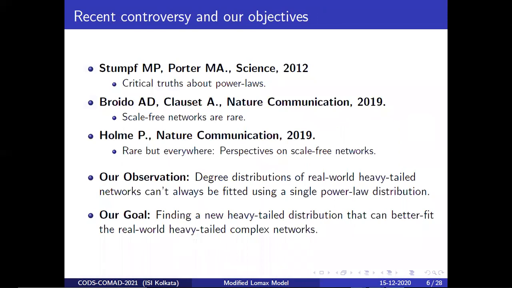Now, there are a few recent controversies on this topic. Stumpf and Porter in Science 2012 provided a critical truth about power laws. Broido and Clauset in Nature Communications showed scale-free networks are rare. In Nature Communications 2019, Holme showed it is rare but everywhere.